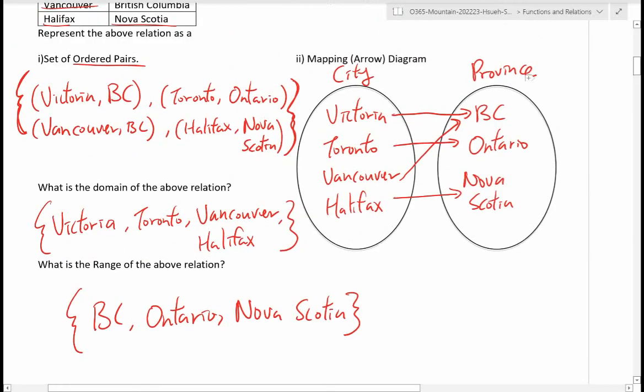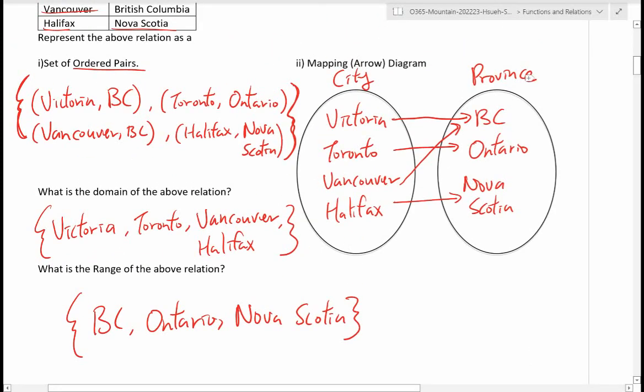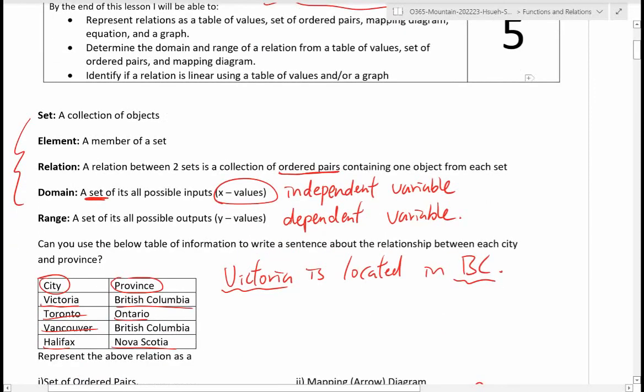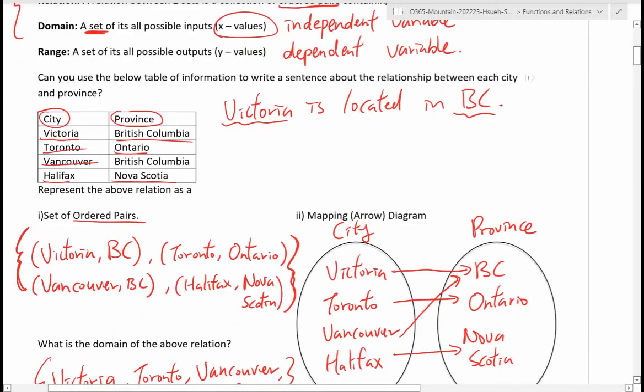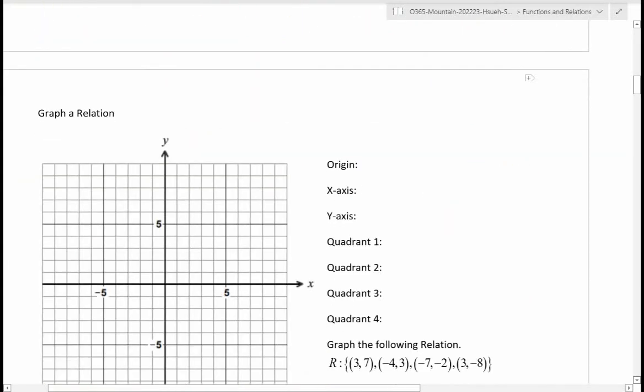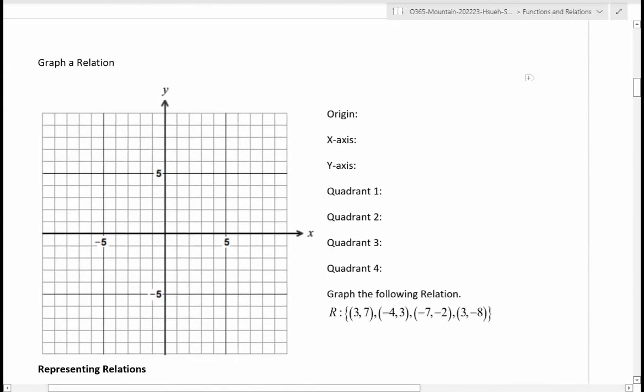Okay, so that is essentially what these words are, right? A set, element, relation, domain, and range. Okay, so a relation is basically a relation between 2 sets. Okay, and we will have ordered pairs from each object. You'll get an element from each set. Okay, and that creates a relation. Okay, so that's that. Let's go over to the next page.